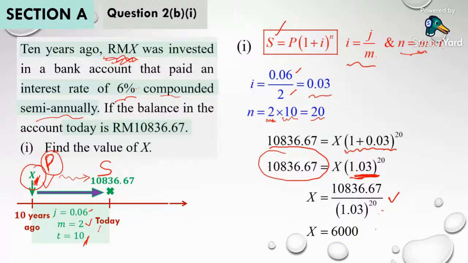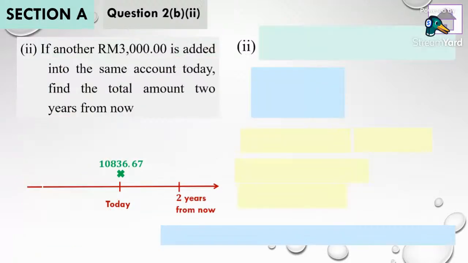Next. The next part of the story. So this is not just a single-transaction question. The next part of the story tells us that if another 3,000 is added into the same account today, find the total amount 2 years from now. So what we would like to know is the amount that we have in the account 2 years from now. That means from today until the next 2 years, for another 2 years' duration.